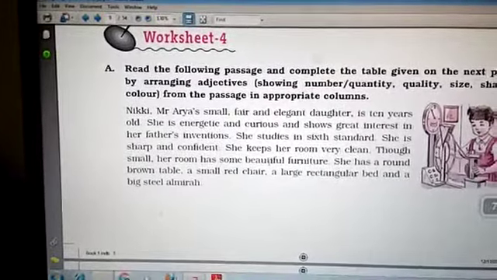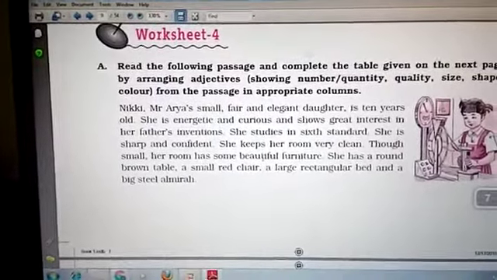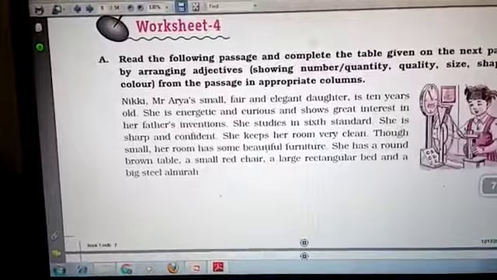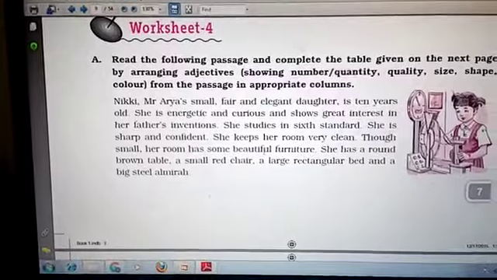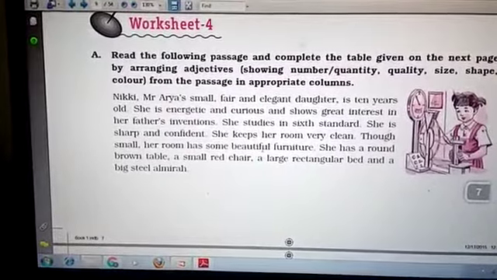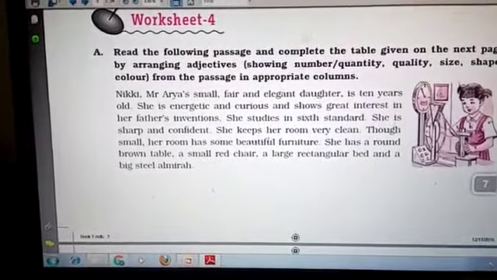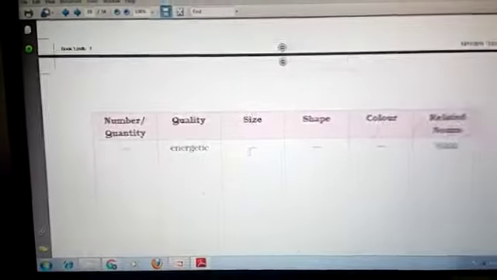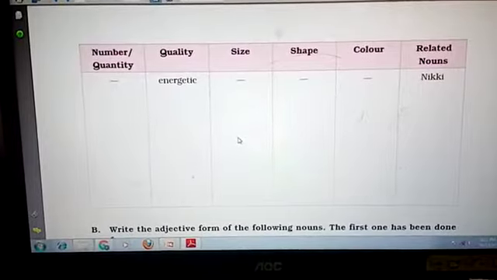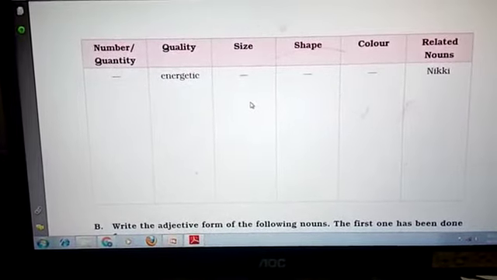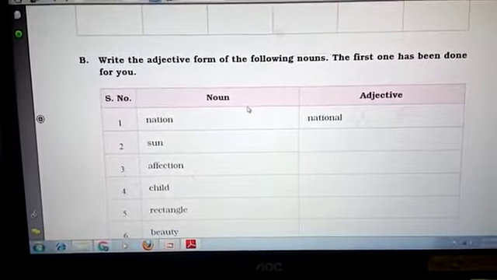So different adjectives describing number, quality, size, shape, color are given here. Now I hope you can find all the concerned adjectives from the given paragraph. If you have any problem, you can ask your questions. I make sure to make you understand each and every problem that you have.